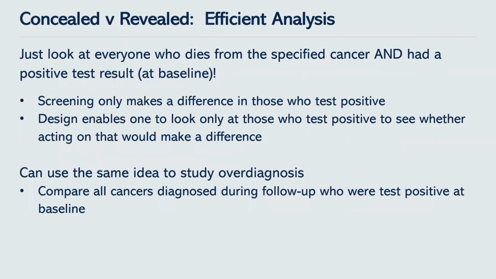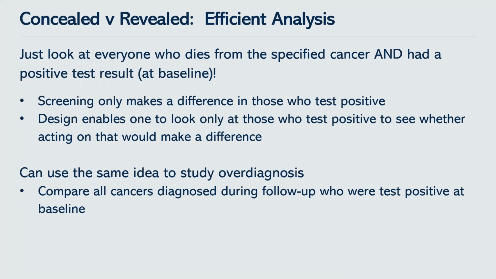You can actually increase the efficiency dramatically if you change the analysis. And so what you want to do is look at everyone who dies from the specified cancer and had a positive test result at baseline, say. And the argument is that screening only makes a difference in those who test positive. Nothing changes for the people who test negative. So the design enables one to look only at those who test positive, because we know in both arms who test positive, to see whether acting on that would make a difference.